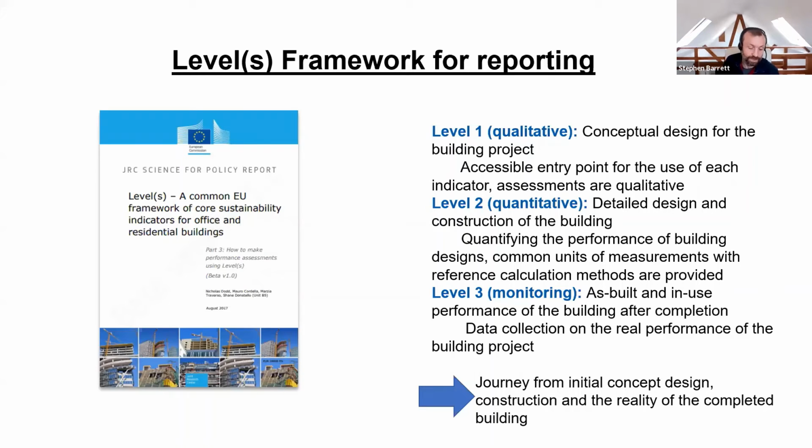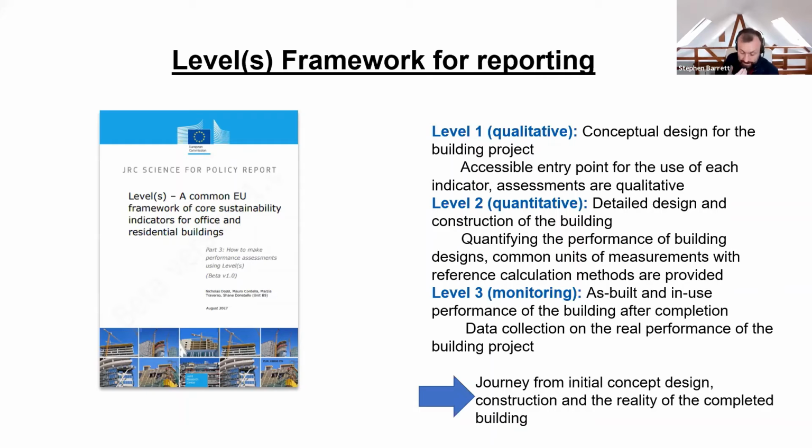Level 2 takes place at the detailed design stage of a project. It provides a common basis for quantifying the performance of building designs. For each indicator, common units of measurement together with reference calculation methods are provided. So you can use the manuals to produce consistent quantitative assessments based on your designs.